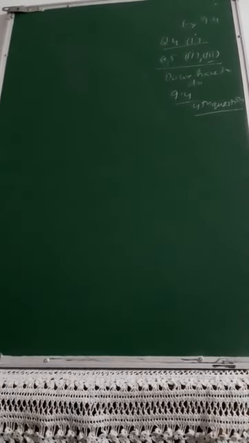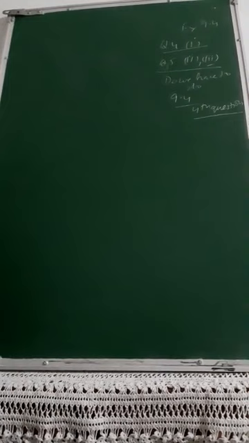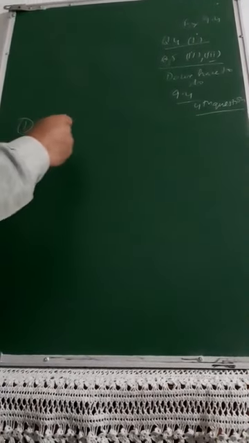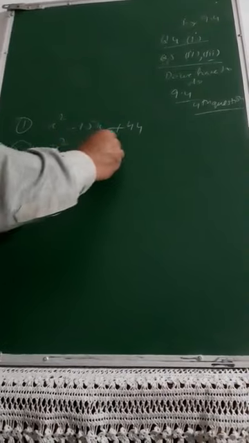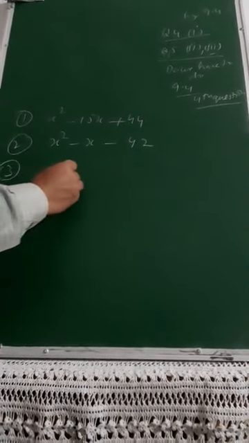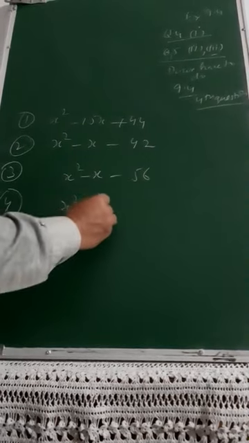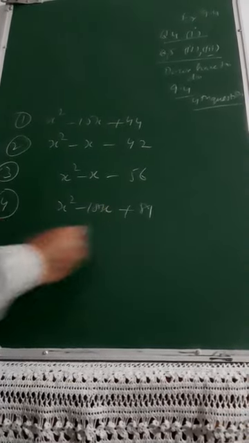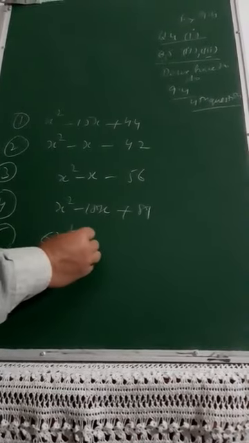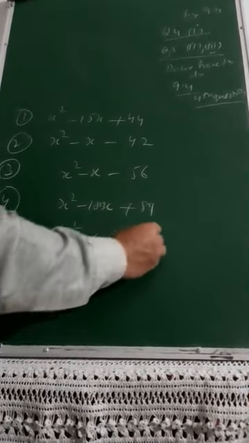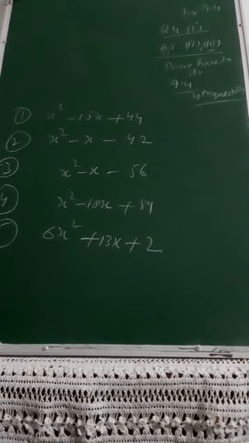Today's 5 questions for your practice I'm writing, please make a note of them. These are here. First one is x square minus 15x plus 44. Second is x square minus x minus 42. Third is x square minus x minus 56. Fourth is x square minus 18x plus 81. And fifth is 6x square plus 13x plus 2. So these are the 5 questions I have given to you. You have to split the middle term and write the factorized form for all these 5.